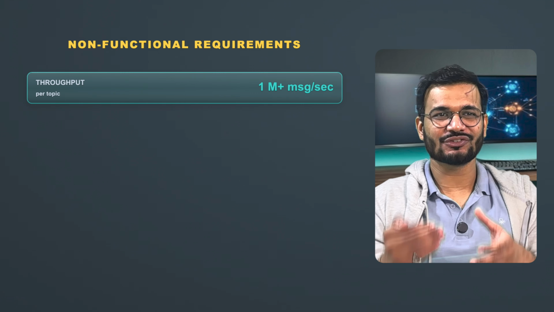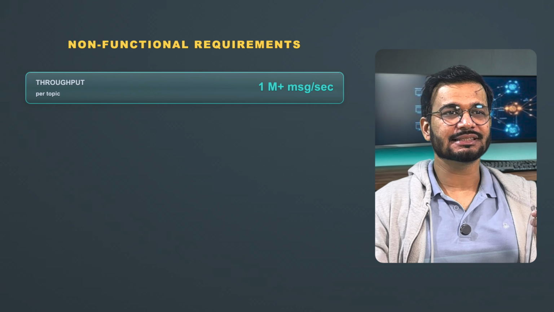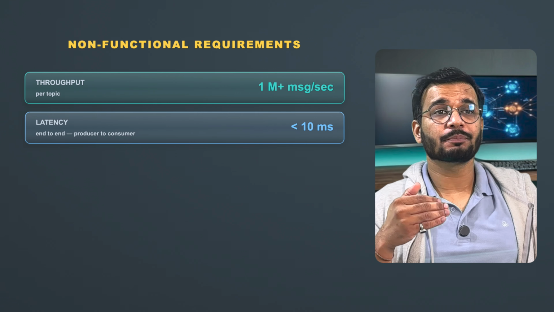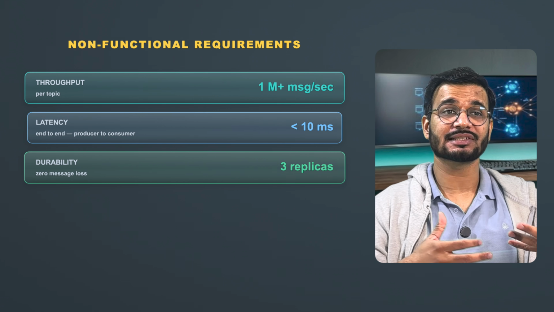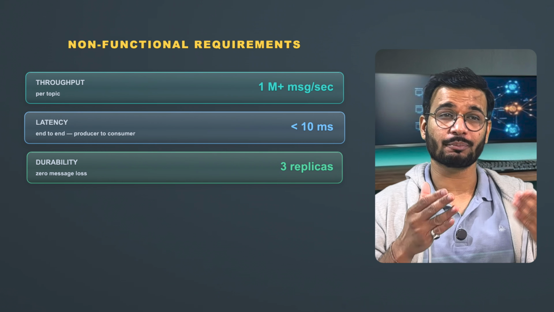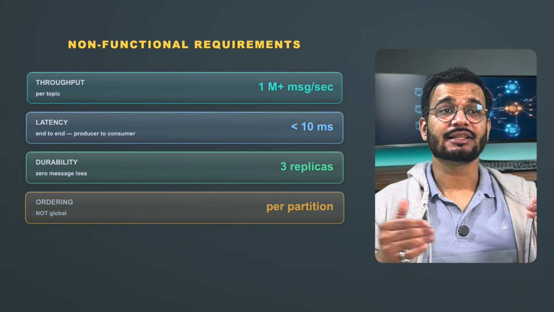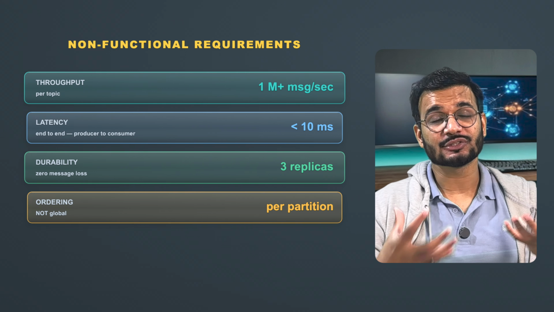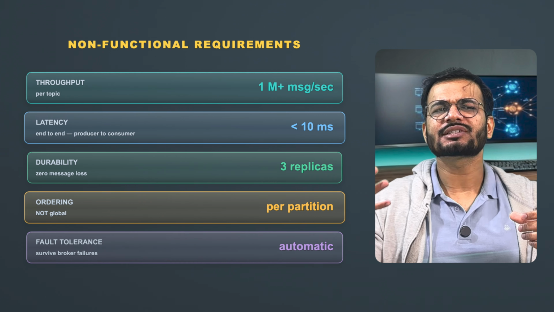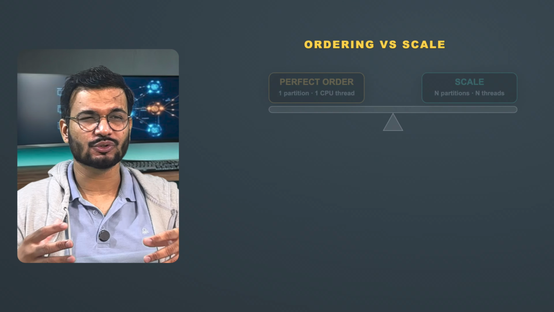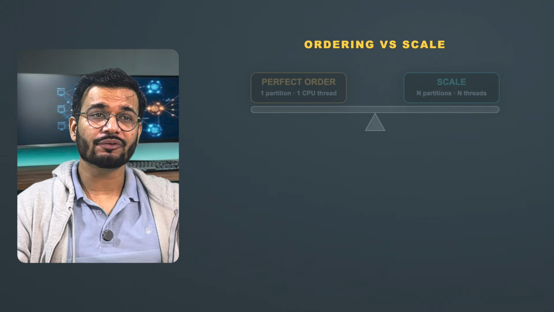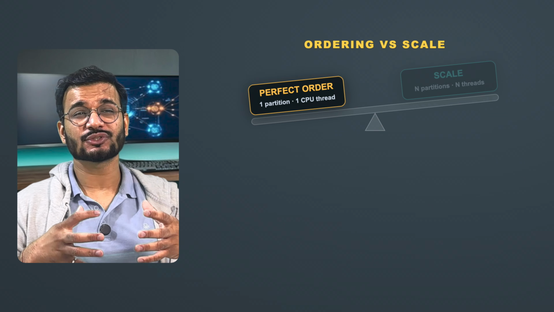Let's go to the non-functional requirement now. We will work over this. So we have the throughput, that is 1 million plus messages per second per topic. Then we have latency, which should be less than 10 milliseconds end to end from producer to consumer. Then the durability, that is zero message loss. Replicate to at least 3 brokers minimum. Then we have the ordering, guaranteed within a partition, not globally. Then we have the fault tolerance: survive broker failures automatically.